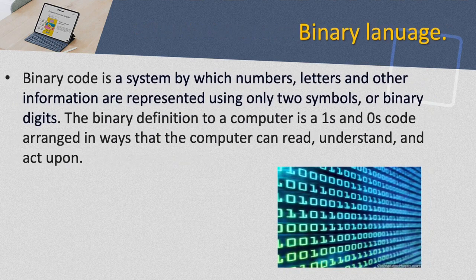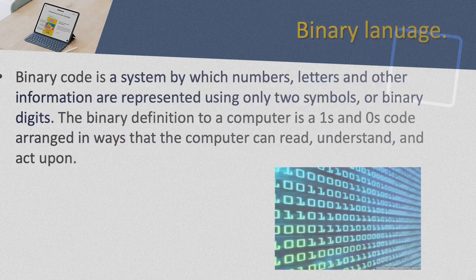Binary code is a system by which numbers, letters, and other information are represented using only 2 symbols or binary digits. The binary definition to a computer is a ones and zeros code arranged in ways that the computer can read, understand, and act upon.